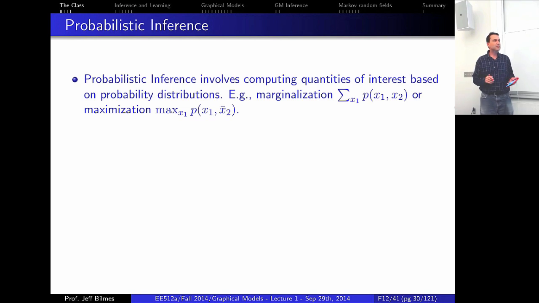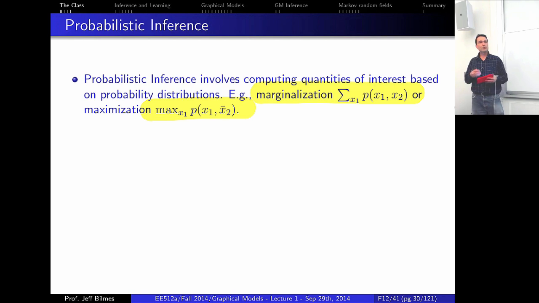Very simply, probabilistic inference includes things like marginalization, where you have, say, a joint distribution P of x over x1 and x2, and you wish to marginalize out one of the variables to give you a distribution over just x2. Or maybe x2 is an observed quantity, and you wish only to compute the maximum value of x1 for that particular observed value x2.